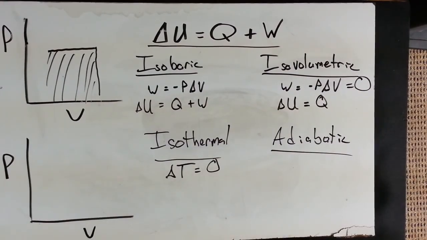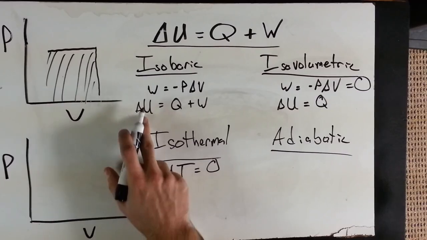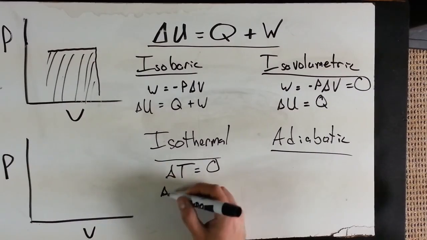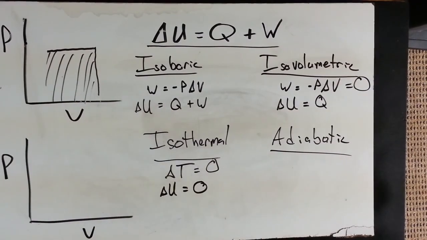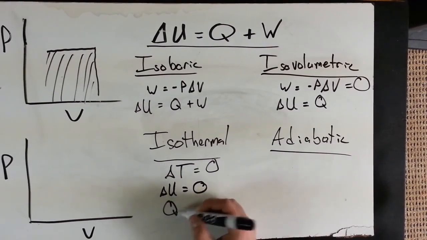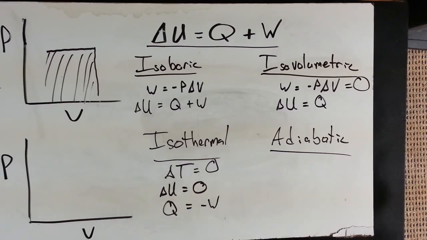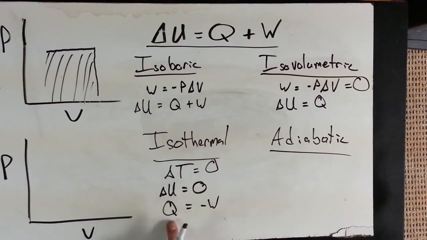And if that's true, and temperature is really just a measure of energy, that means that delta U is also 0. From our first law, all that leaves us with is Q is equal to negative W. And that means that whatever work you do on or by the system is canceled out by the heat that enters or leaves the system.